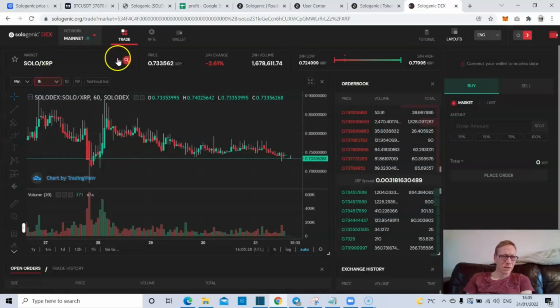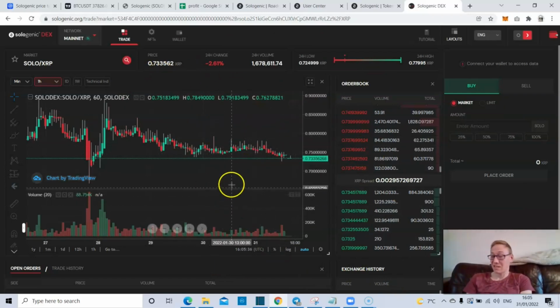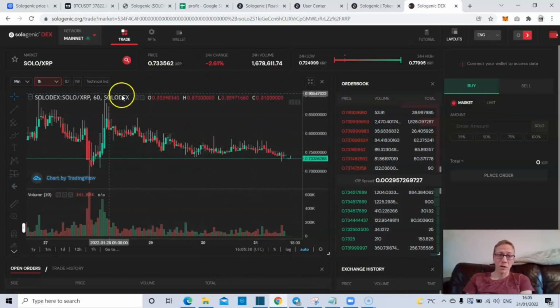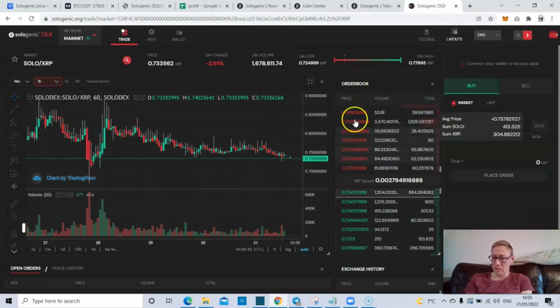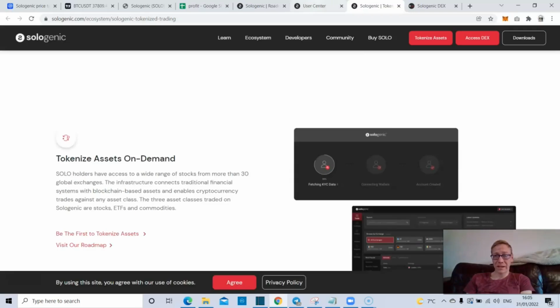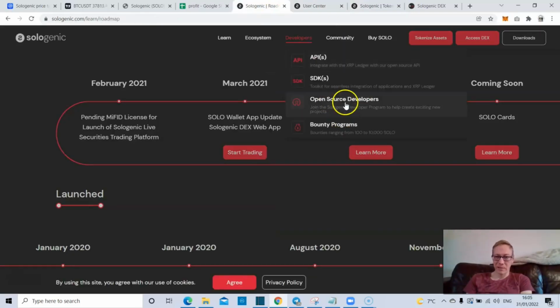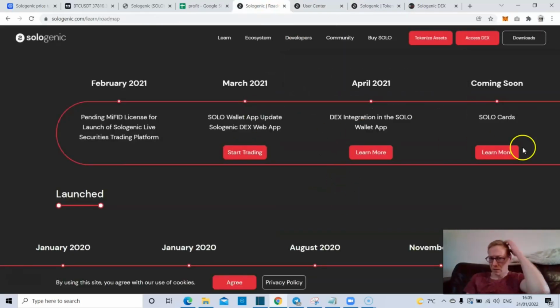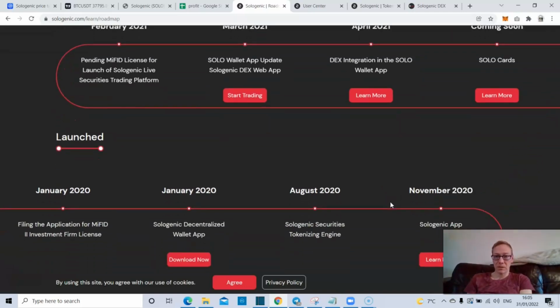But, you know, that comes with time. So this is one that I like the layout. I like a DEX that appears as a centralized exchange. I think centralized exchanges are nicer to trade on. I want to see an order book. I always want to see an order book when I'm placing trades. So I like that. They've already got that up and running for mainnet. So the next step really is for the assets as well. DEX integration in the Solo wallet app is on the cards as well.